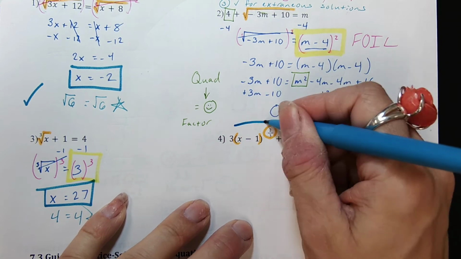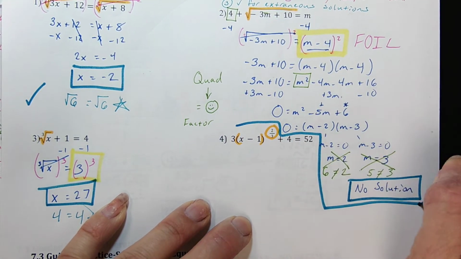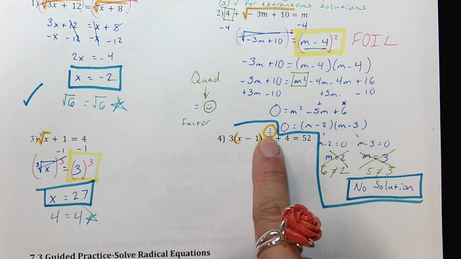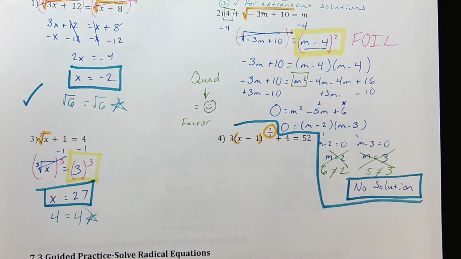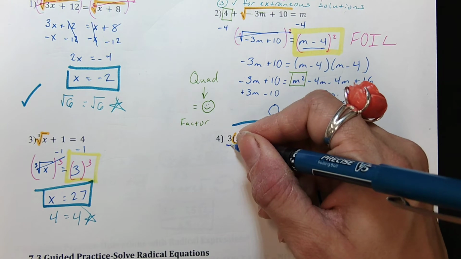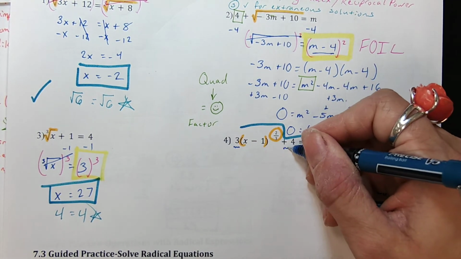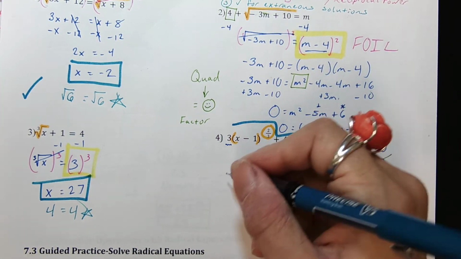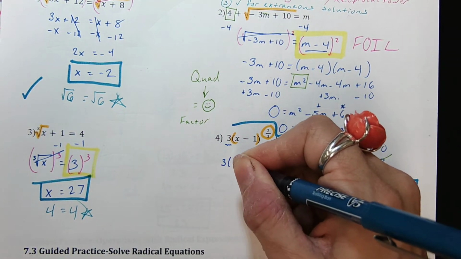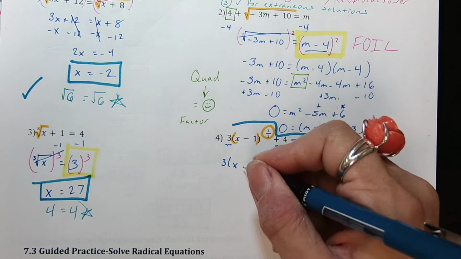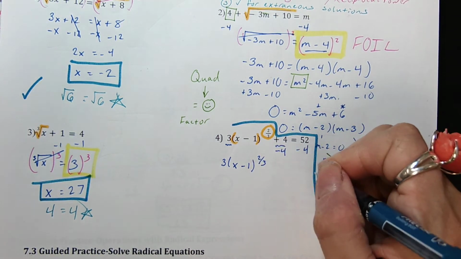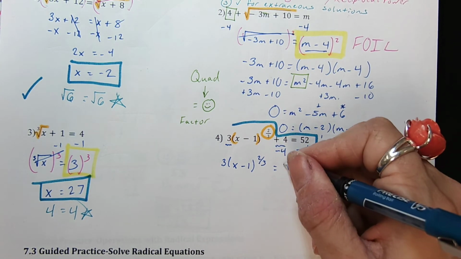Let me go ahead and kind of box this off. There we go. Our first step is going to be isolating this base being raised to that fractional exponent. So there's 2 things we have to get rid of: the timesing by 3 and the adding 4. So we have to subtract the 4 first. So that gives me 3 times x minus 1 raised to the 2/3 equals 48.